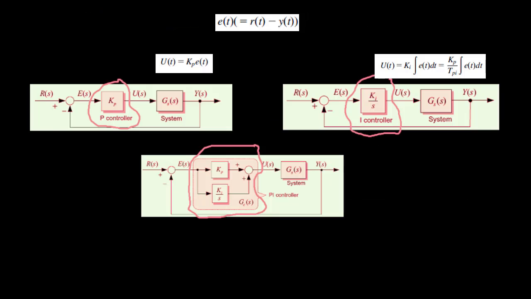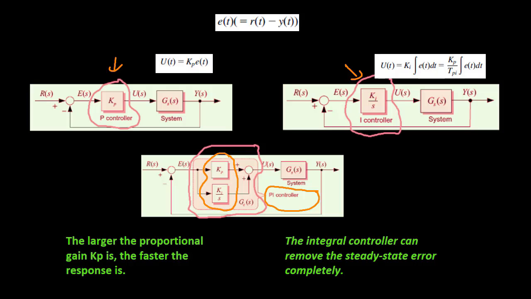A widely used controller in motor drive systems is the proportional integral controller, PI controller, which is a combination of a proportional controller and an integral controller to achieve both a fast response and a zero steady-state error.